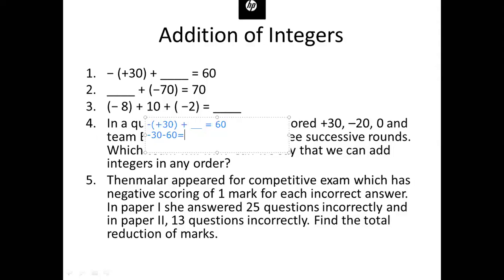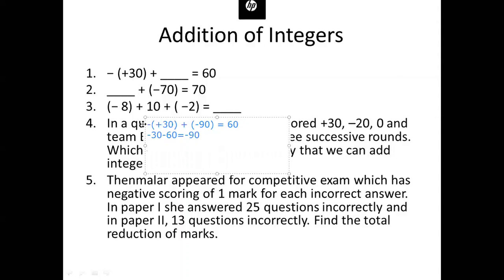I have assumed that this blank has moved to the other side of the equal to. The answer is minus 90. How is it minus 90? Because it is the same symbol. Same symbol means addition. So 30 plus 60 is 90 and the symbol minus is retained here. So the missing number is 90. That's it.